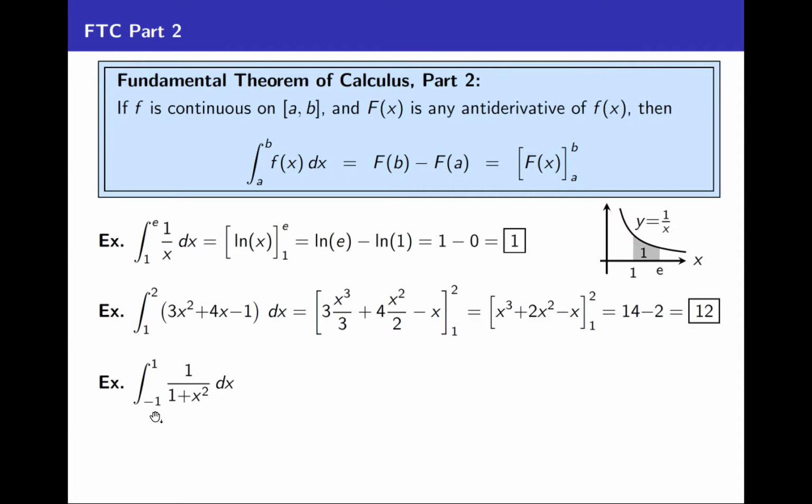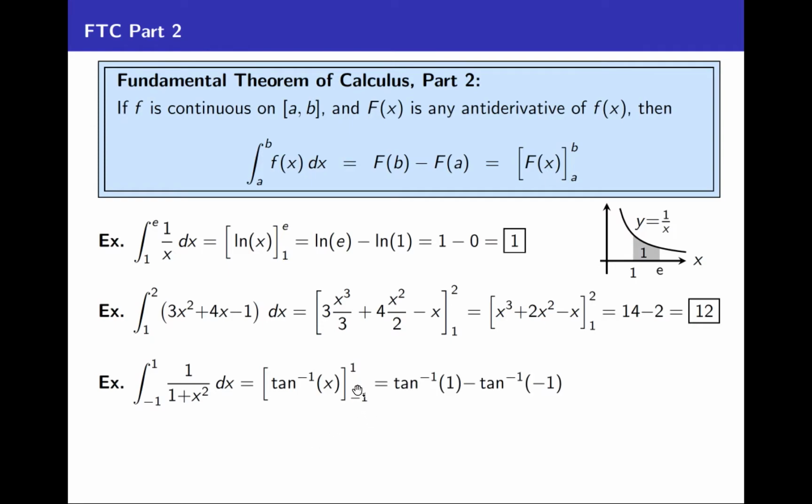Next example, the integral from negative 1 to 1 of 1 over 1 plus x squared dx. According to the fundamental theorem of calculus part 2, we just need to find an antiderivative, big F, of this function 1 over 1 plus x squared and go from -1 to 1. That antiderivative you can get with an integration formula. The indefinite integral of 1 over 1 plus x squared dx is the function tangent inverse of x. So our answer is going to be tangent inverse of x from -1 to 1.